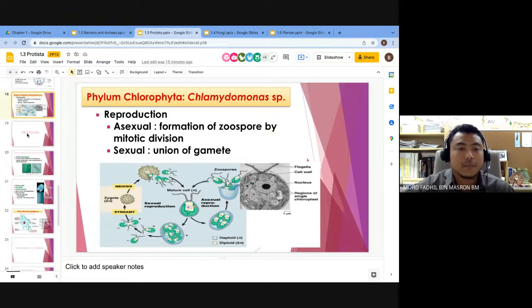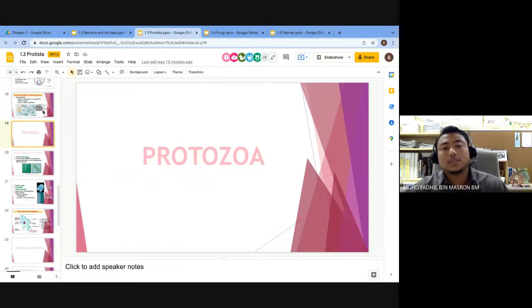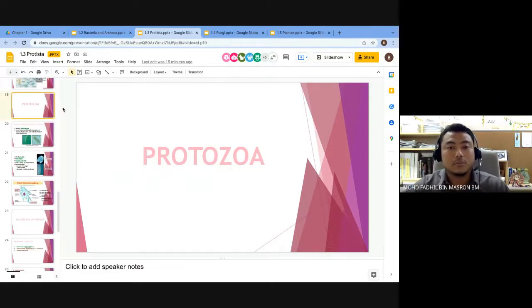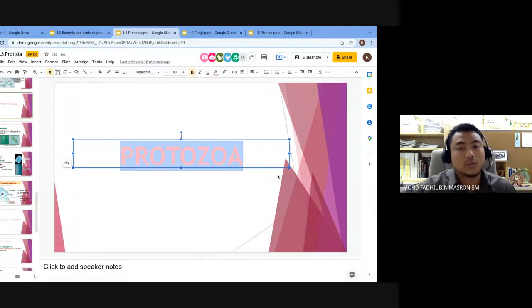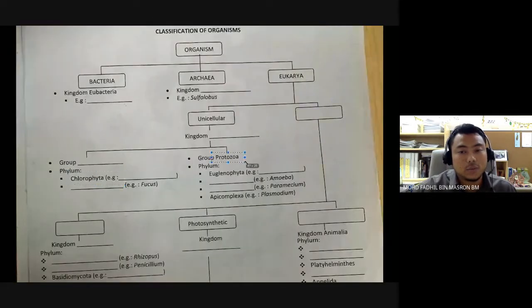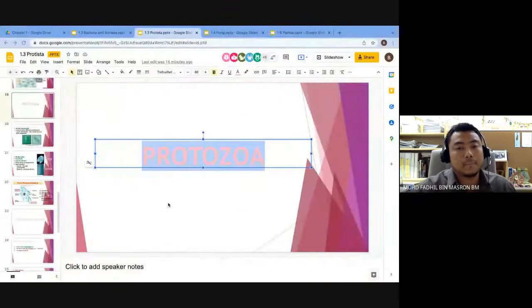Okay. So now kita baru nak bincang pasal the second group, which is protozoa. Ingat, when we speak of protozoa, bukannya phylum, bukannya kingdom, bukannya apa-apa. Dia hanyalah group saja. Protozoa. So ini adalah protozoa. Sama kan? Okay.